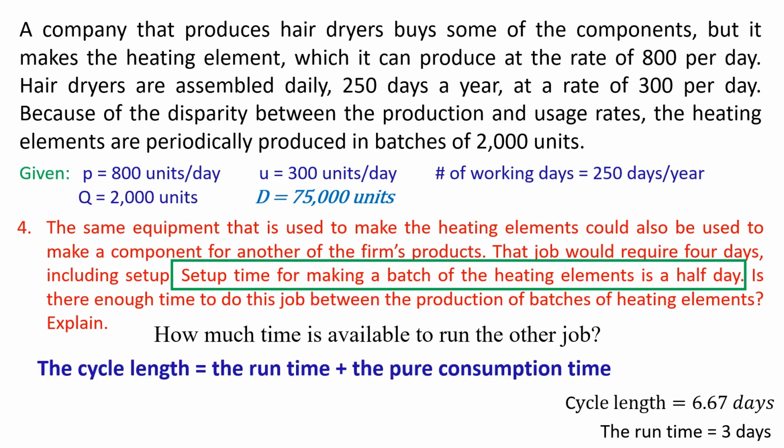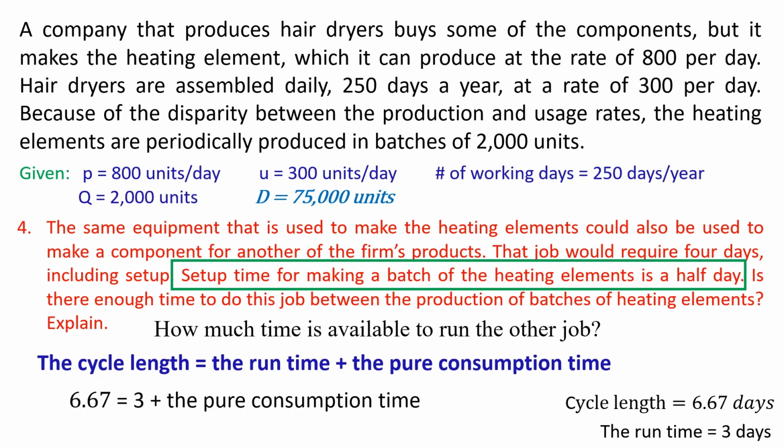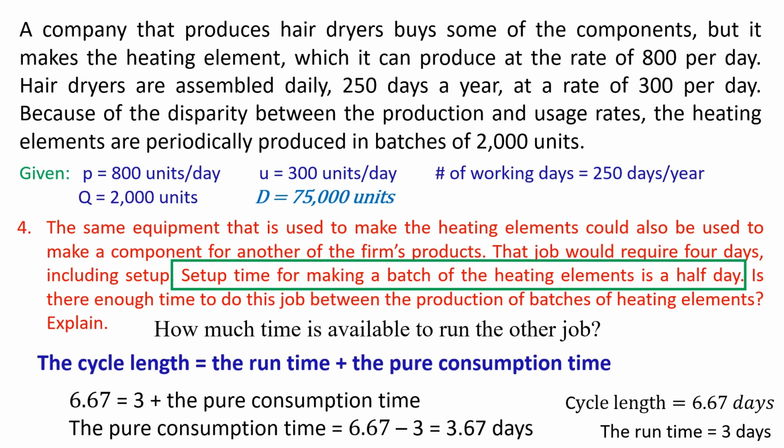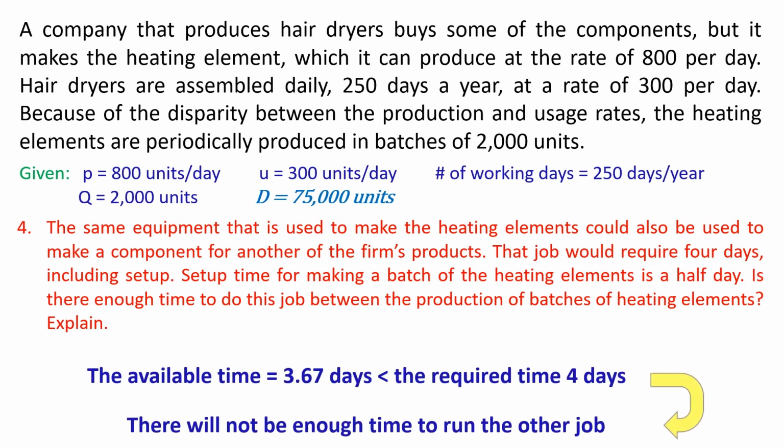Using the values of the cycle time and the runtime to find the pure consumption time, 6.67 equals 3 plus the pure consumption time. This results in the pure consumption time equals 6.67 minus 3, equal to 3.67 days. Then, in conclusion, there will not be enough time to run the other job because the other job requires 4 days while the available time is only 3.67 days.